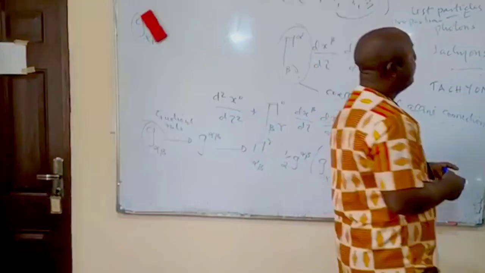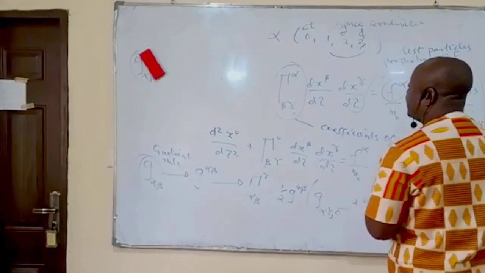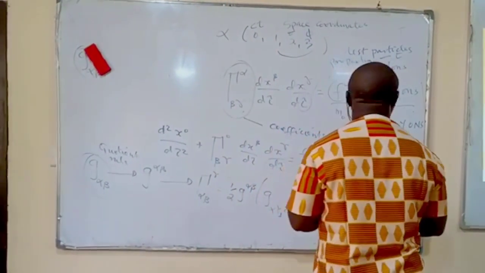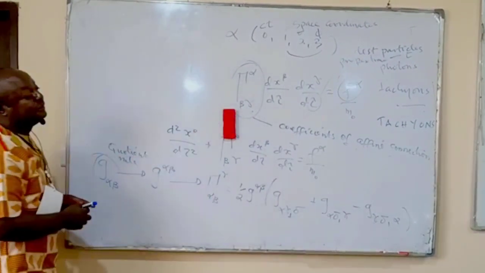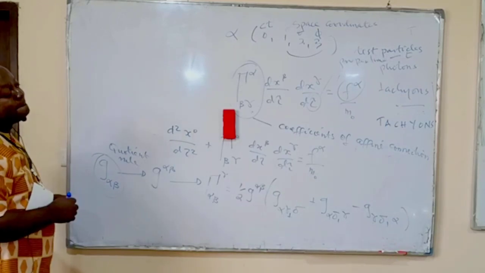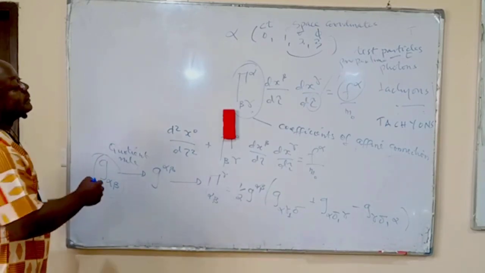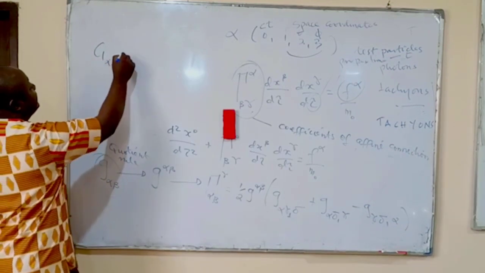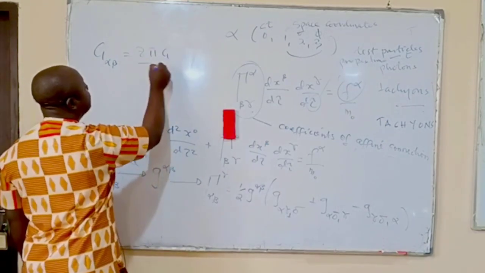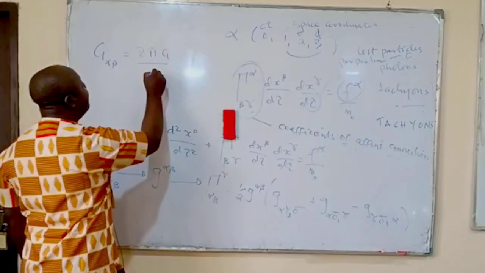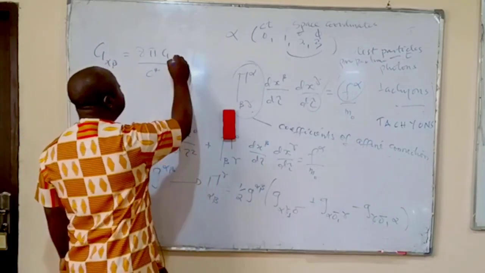Are you satisfied? Any other question? Okay, then our gravitational field equations look like this. G alpha beta is the same as 8 pi G over c to the power 4 T alpha beta.